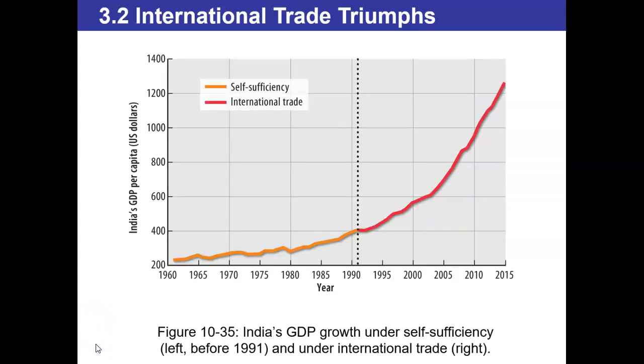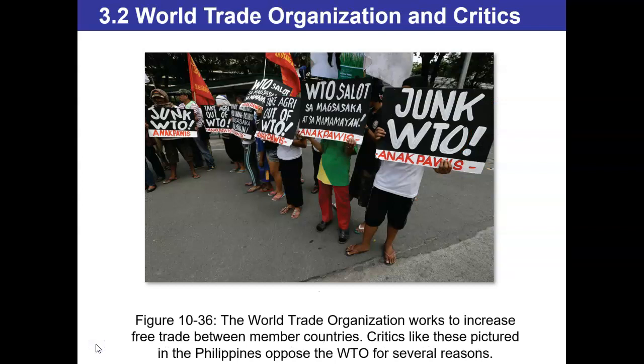As you can see in figure 10-35, India's GDP growth under self-sufficiency is shown on the left, and under international trade shown on the right. Check out how much more rapidly growth occurred under the international trade approach. To promote the international trade development model, countries representing 97% of world trade established the World Trade Organization in 1995.